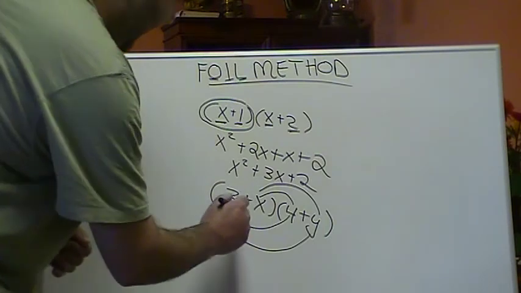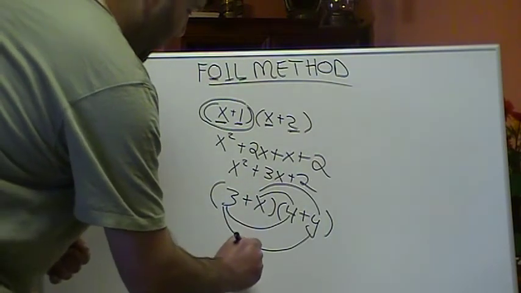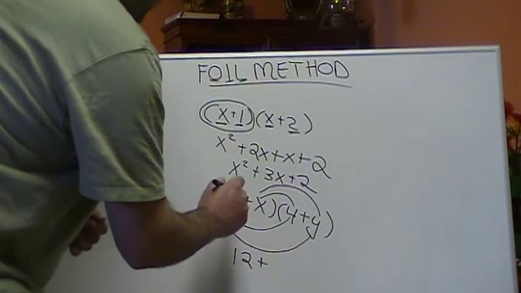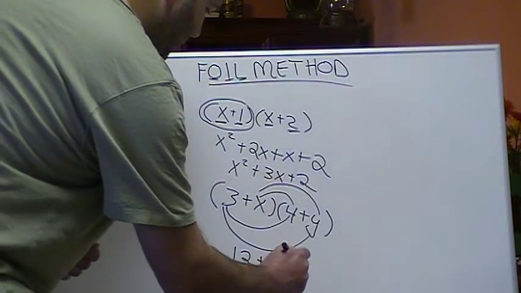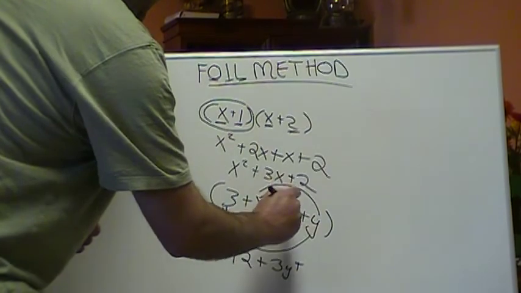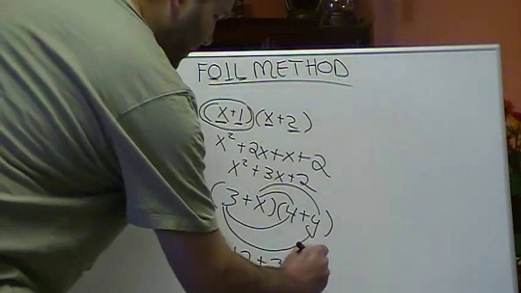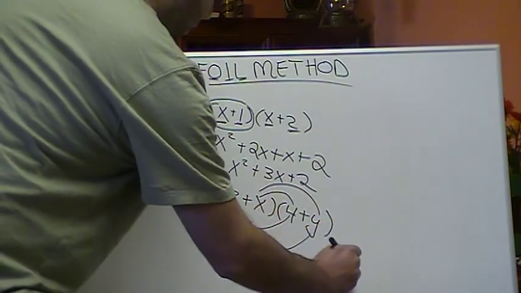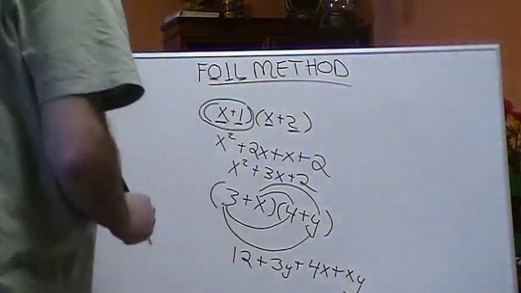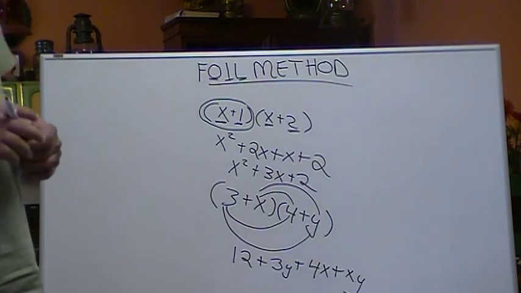So in this case, we're going to have 3 times 4 is 12, plus 3 times y is 3y, plus x times 4 is 4x, plus x times y is xy. And that is the FOIL method.